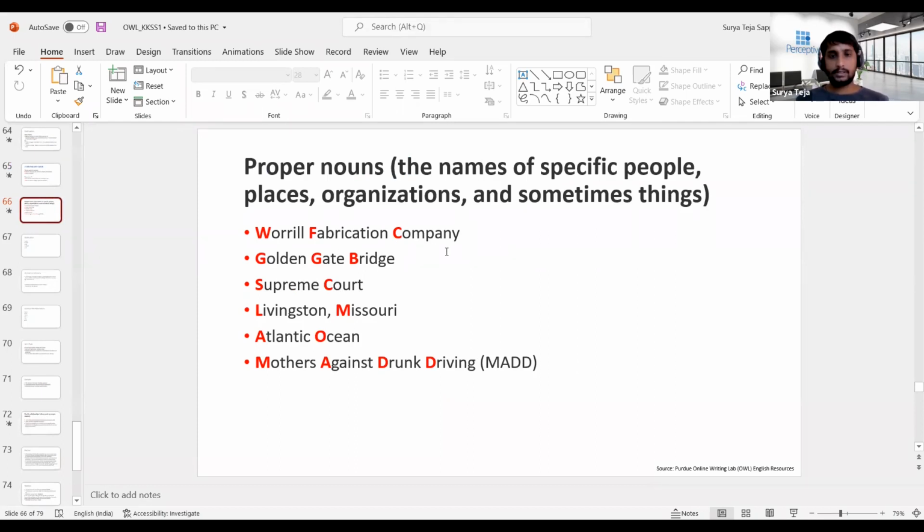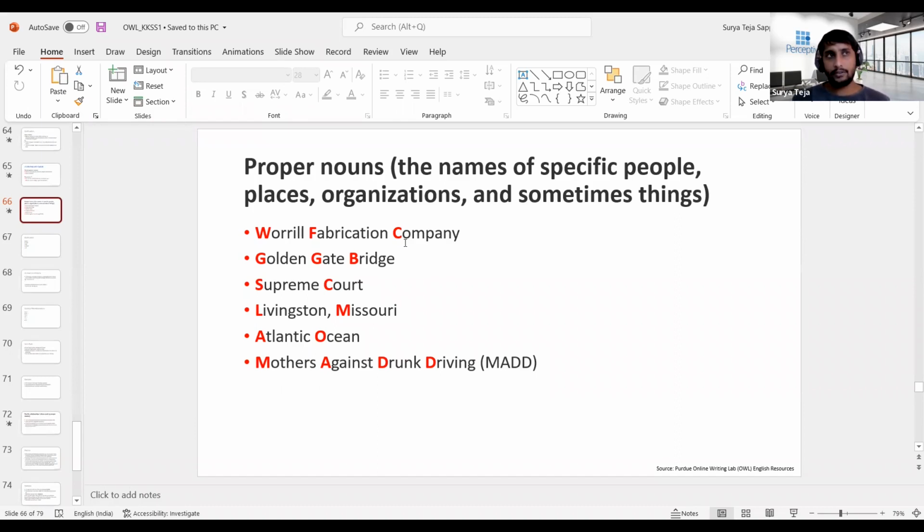So what are proper nouns? Proper nouns are the names of specific individuals, specific locations, specific people or specific things. For example, the name here, Voril Fabrication Company, is a company name. So the first letter of each word will be capitalized. The ones highlighted in red indicate that the first letter has to be capitalized. Same goes with any name. For example, Surya Teja, which means Surya and Teja: the first letters S and T have to be capitalized. They are all proper nouns.